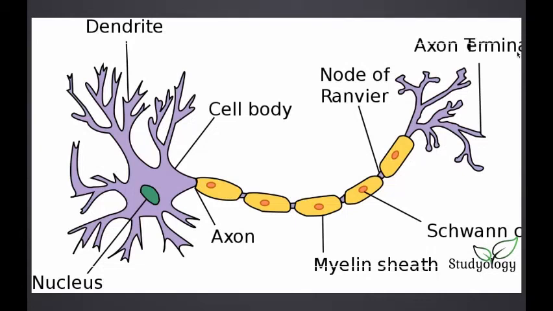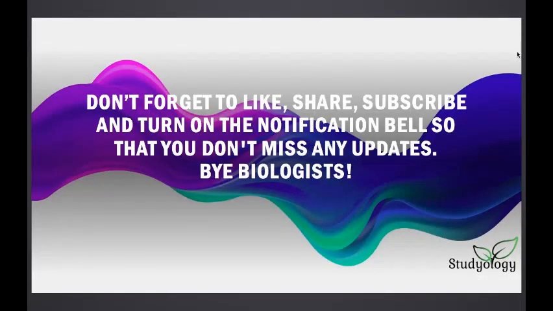So this is the basic structure of a nerve cell. You can see that this is what a nerve cell looks like, and these are very important parts of the nerve cell. So this is it. It was a very short session, I know that. But this is what you have to learn for now about the nerve cell.